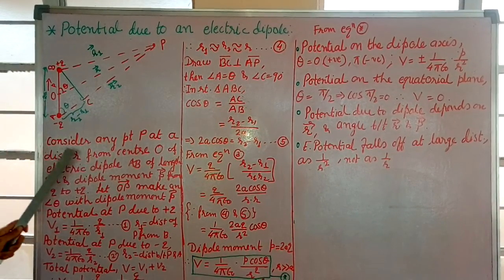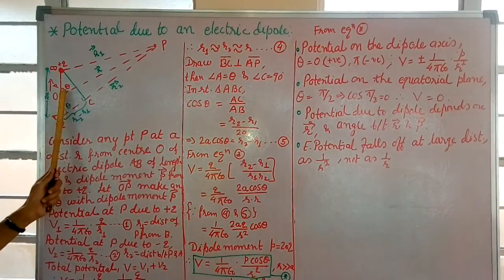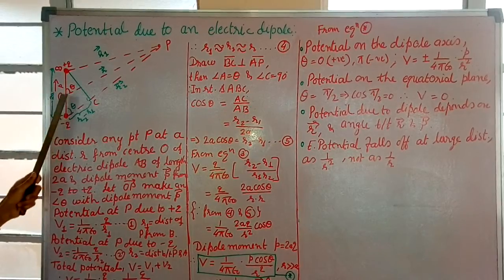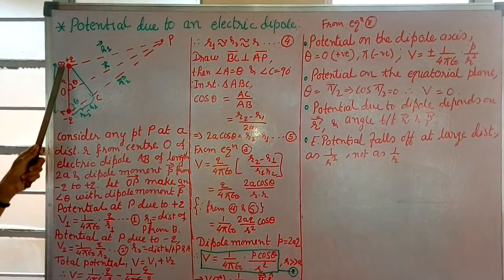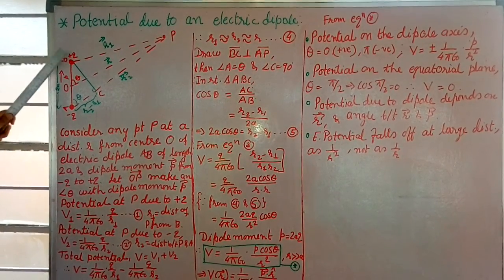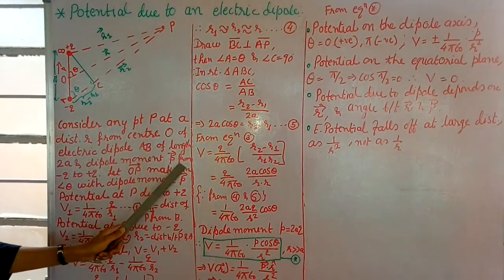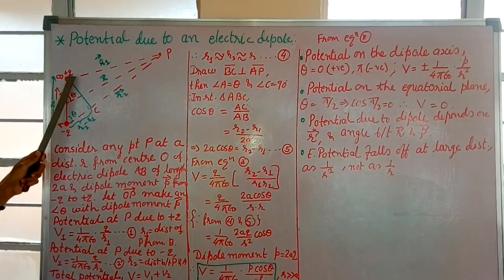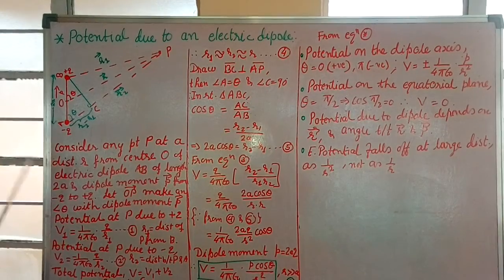Consider any point P at a distance r from the center of the dipole. The midpoint of this dipole we call the center O of the electric dipole AB. This is A, this is B, and the length of AB I am taking as twice a, 2a. The dipole moment p is from minus q to plus q, always from the negative to the positive side, that is towards up. So this is point P.